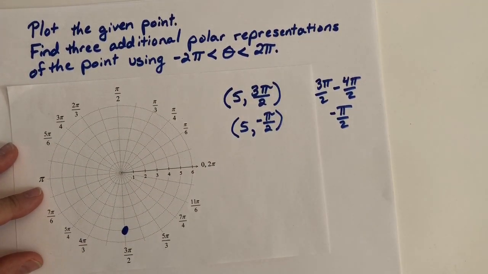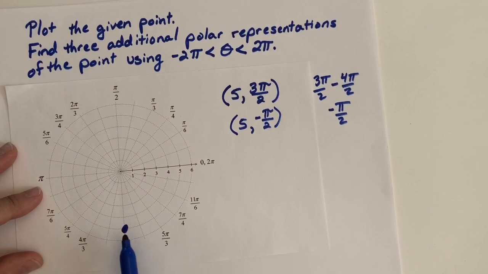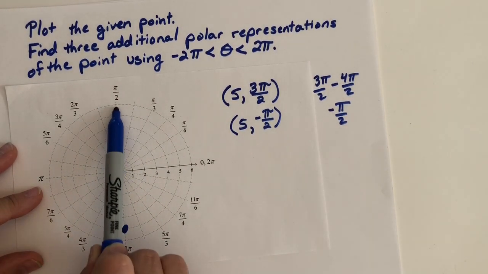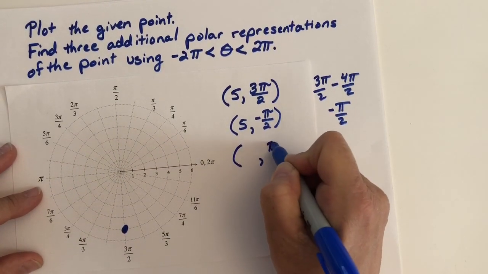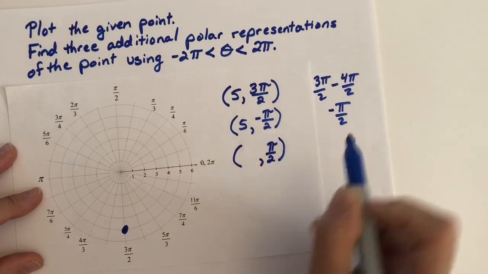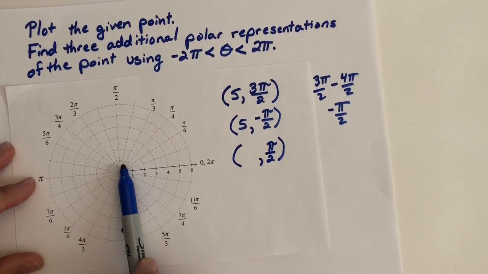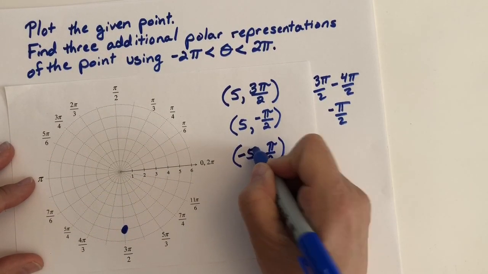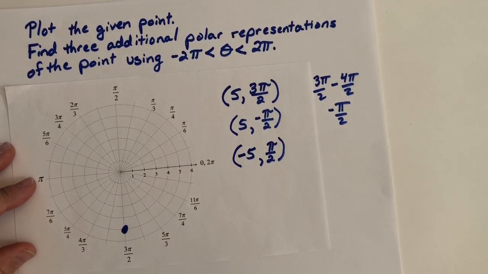So that means we need to move to our R value being negative. So remember what that means. Instead of using 3 pi over 2 or negative 2 pi, we're going to use the angle opposite it. So we're going to use this angle, pi over 2. And if we turn in the direction pi over 2, then that means we need to go backwards 5 units. So we would have negative 5, pi over 2 as a representation for that point.